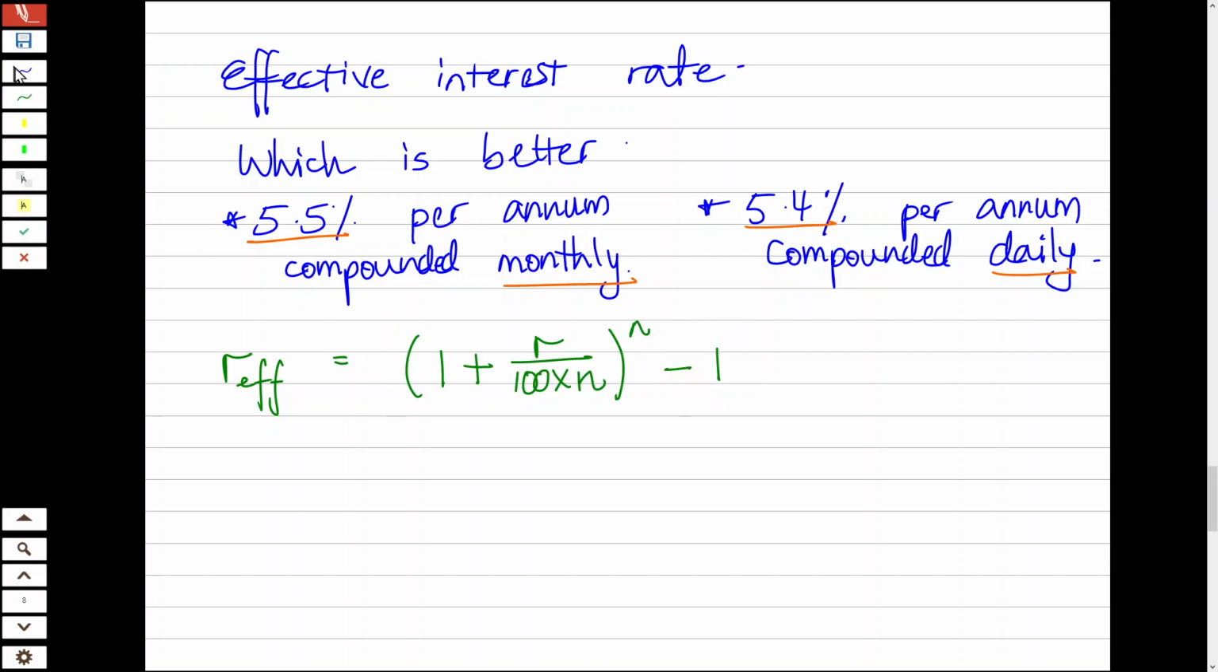So you've got a bracket there, and you've got another bracket on the outside, and then you multiply by 100%. Looks pretty ugly, right? So you can either use that, or you can use this. On the CAS calculator, you've got a function called EFF for effective interest rate.